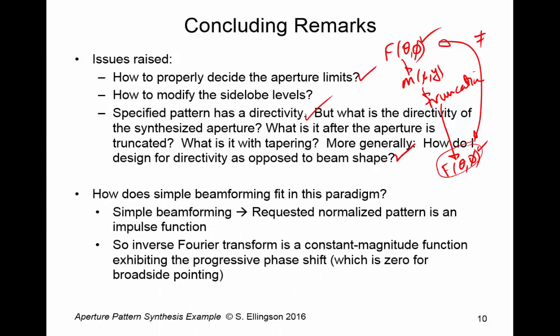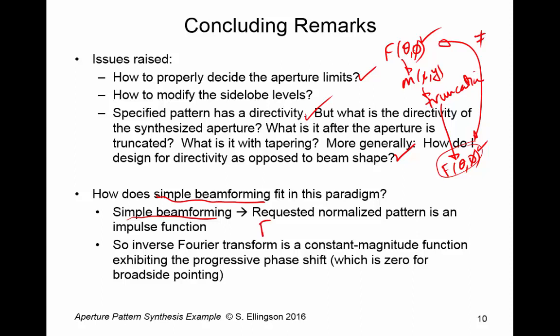Now, when I first introduced this whole topic of aperture pattern synthesis, I brought up the idea of simple beamforming, that is using progressive phase shifts. And you might ask, well, how does that fit in the scheme? What if I wanted to do something like simple beamforming in the scheme? Well, simple beamforming is simply requesting a normalized pattern, which is an impulse function.